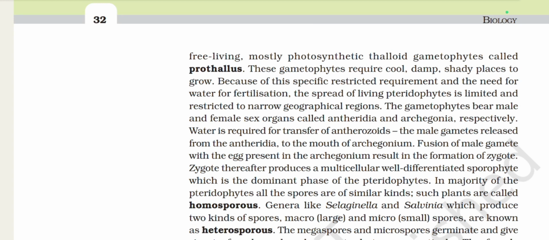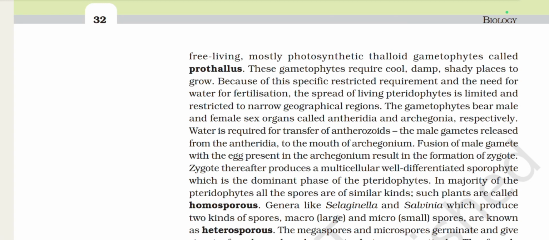The gametophytes bear male and female sex organs called antheridia and archegonia respectively. Water is required for transfer of antherozoids. The male gametes are released from antheridia to the mouth of the archegonium. Fusion of the male gamete with the egg present in the archegonium results in the formation of zygote. Zygote thereafter produces a multicellular, well differentiated sporophyte, which is the dominant phase of the pteridophytes. In the majority of the pteridophytes, all the spores are of similar kinds. Such plants are called homosporous.